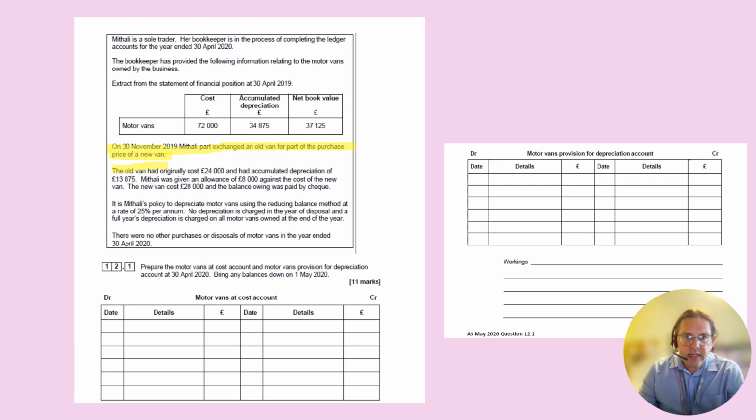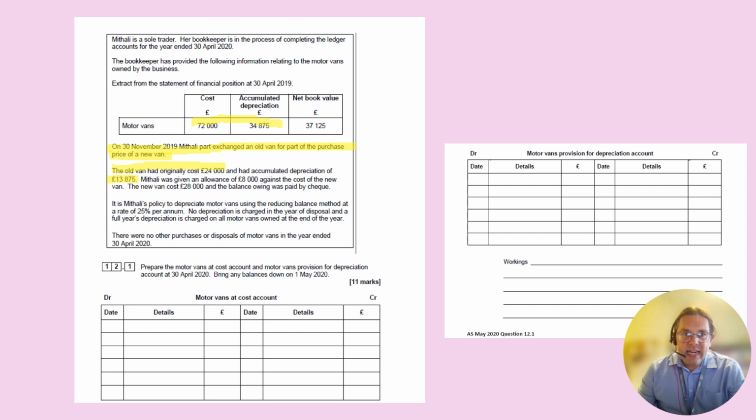So the old van had originally cost 24,000. The first thing we're going to do is clear the value of 24,000 from our cost account against the disposals. At that moment in time, we had accumulated depreciation of 13,875. So again, we've got to clear that. Just tick each item off. You're getting marks for each item. Effectively, you're going to get marks for entering these opening balances as well.